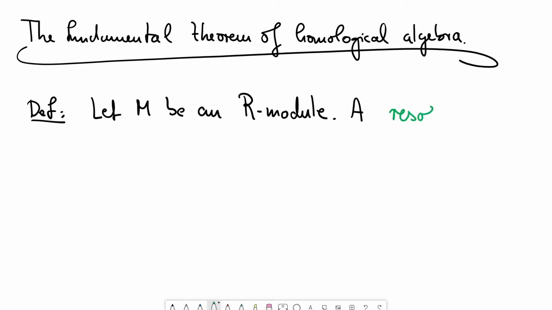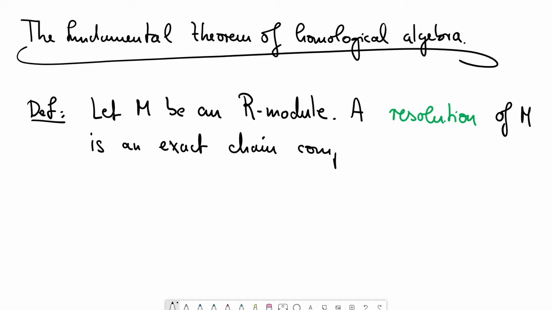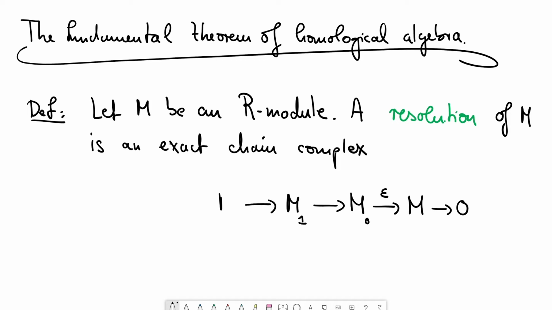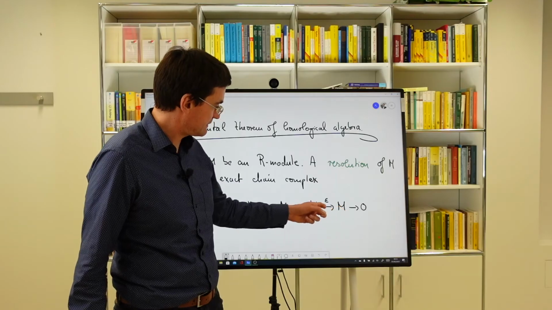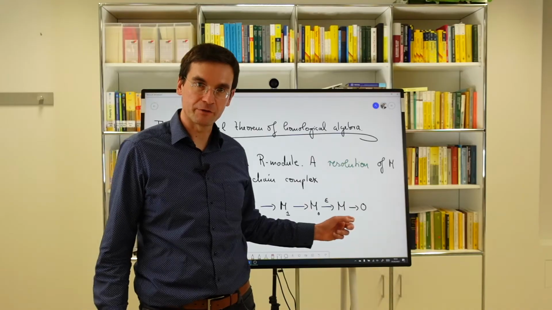A resolution of this module M is an exact chain complex where you have the module M at the end and then you have modules M0, M1, M2 and so on. Exactness means in particular that the map epsilon is surjective and the kernel of this map is the image of the differential from M1 to M0.